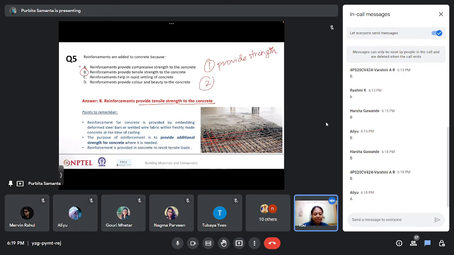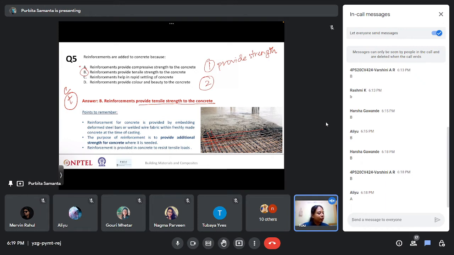But when we say it will provide strength, what kind of strength, that is also important for us to understand. It can be either compressive strength, or tensile strength, or any other kind of strength. We should always remember that concrete has a good amount of compressive strength within itself. However, it cannot resist much of the tensile load.